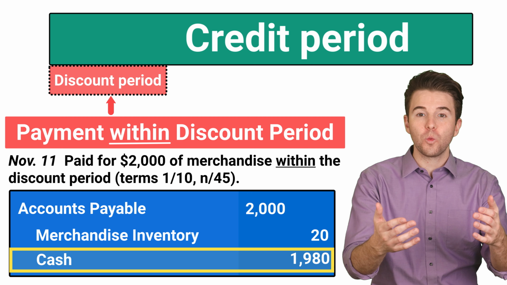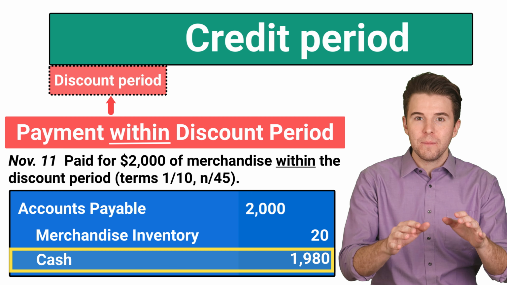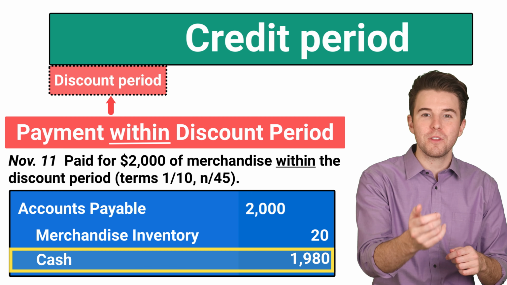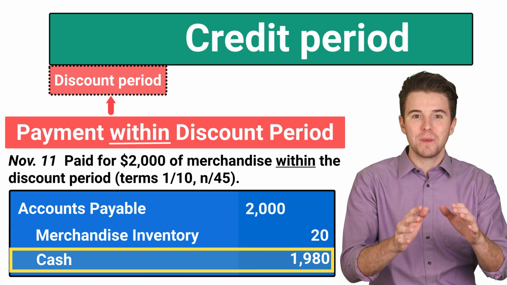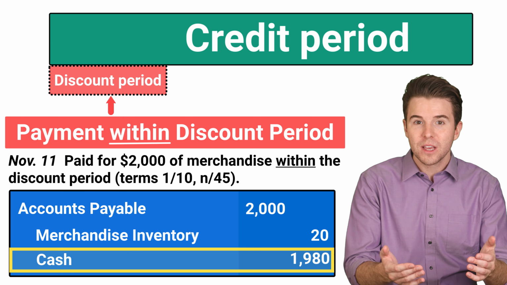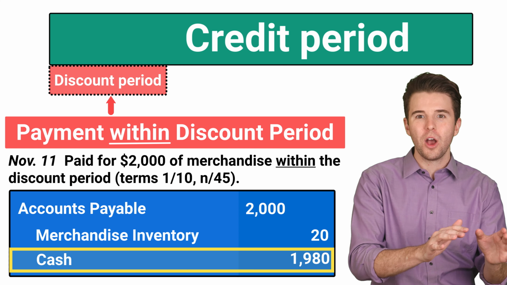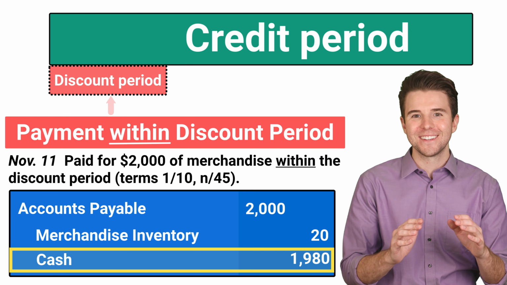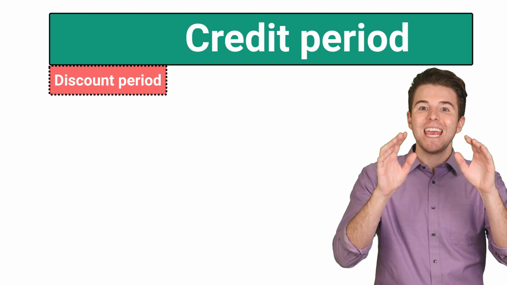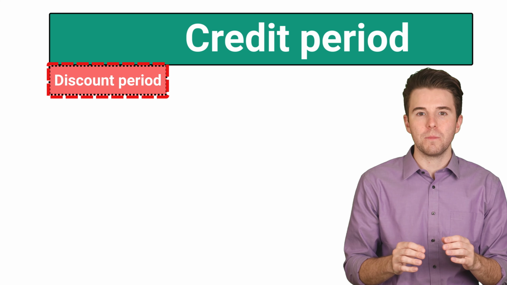We credit cash for $1,980 because this is the amount of cash paid for the merchandise. This is computed as $2,000 minus the 1% or $20 discount. So that was the entry if we paid within the discount period.